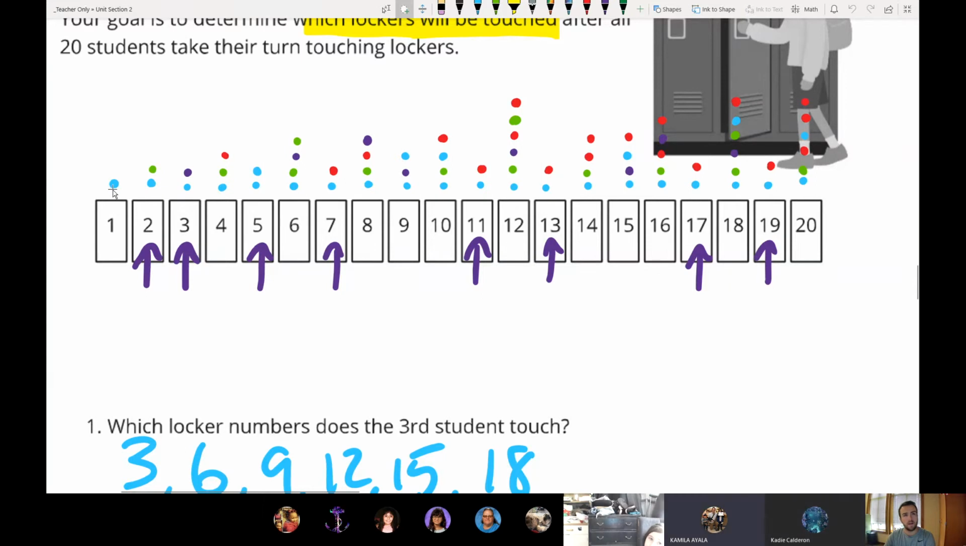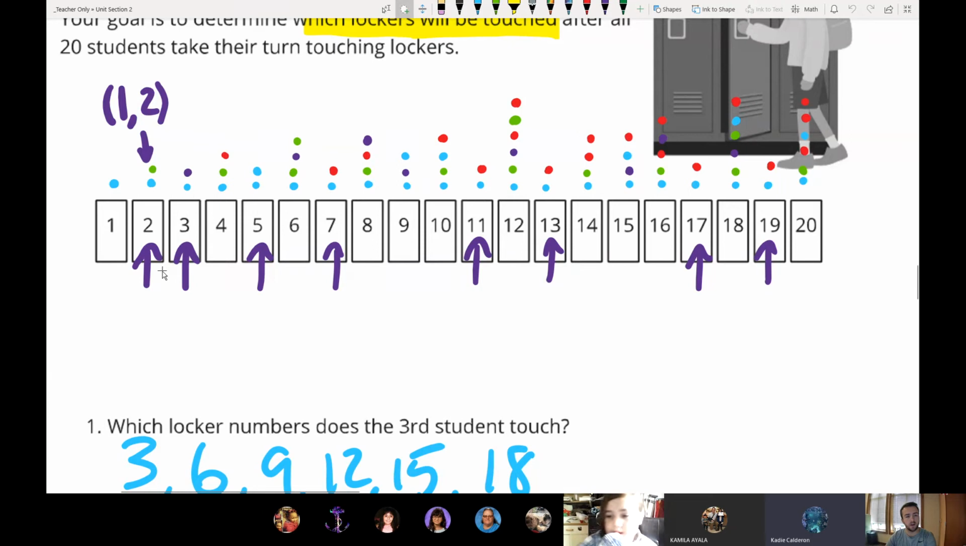But remember how we said that for factor pairs of a number, we always have 1 and the number, right? So using that reasoning, we know that 1, the first student, touched that locker. And then the second student touched that locker too, because that's where they started. So we have the first student and the second student touching that locker. Does that make sense? Okay, and that's why we have the 2 dots. Now what about the third locker?